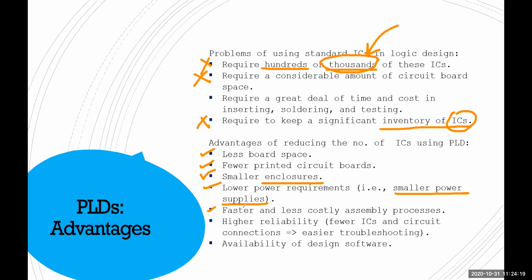Faster and less costly assembly process, obviously, because you have only 1 or 2 ICs. Higher reliability. Why? Because you are dealing with fewer ICs, and circuit connections will be much easier. That's why if you have any problem, you can troubleshoot. Troubleshoot means you can check for the error. You have only 1 or 2 ICs and very few connections, so you can do troubleshooting more easily.